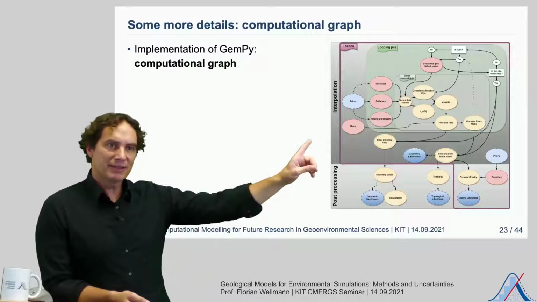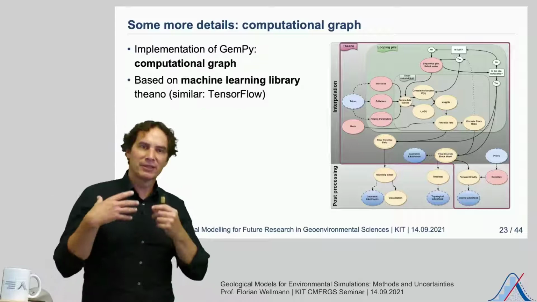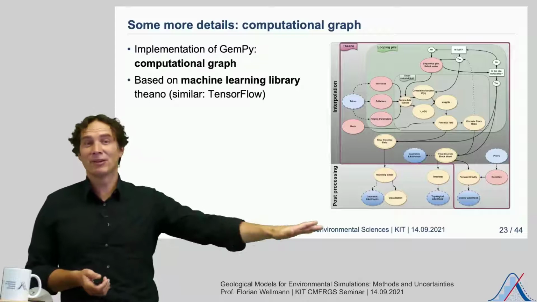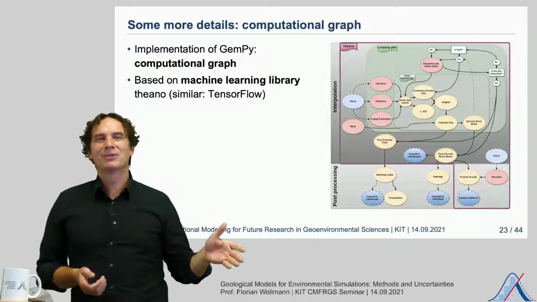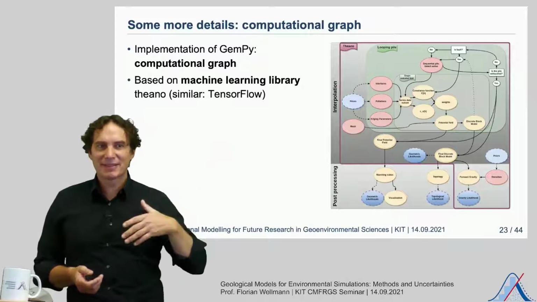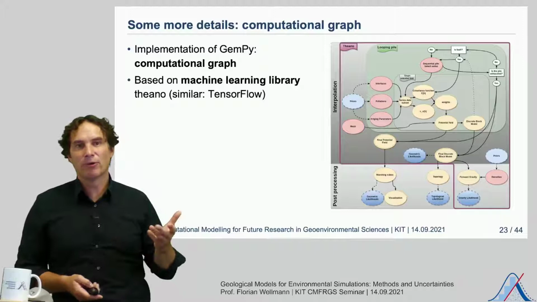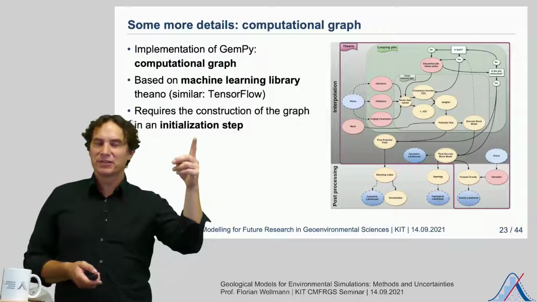The point is it's implemented in a so-called computational graph. And the reason, in a sense, is that on its base, it's implemented in a machine learning library. We used, when we started GEMPI, Theano, a library that was fancy in 2016, which feels like very long ago now. But this was one of the first big machine learning libraries. In the meantime, completely overtaken by projects like TensorFlow and PyTorch. But the idea is the same, that we describe a computational graph. We describe all of our functions in a graph form. And this allows us then to do very efficient backpropagation and, what is even more important in our case, automatic differentiation.